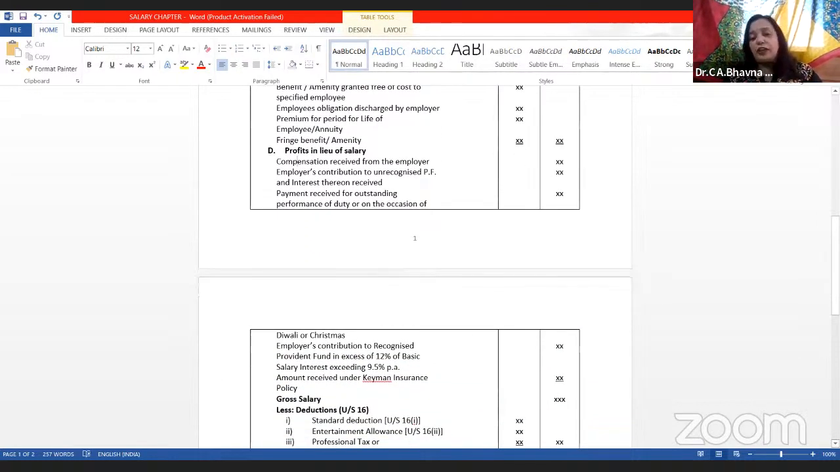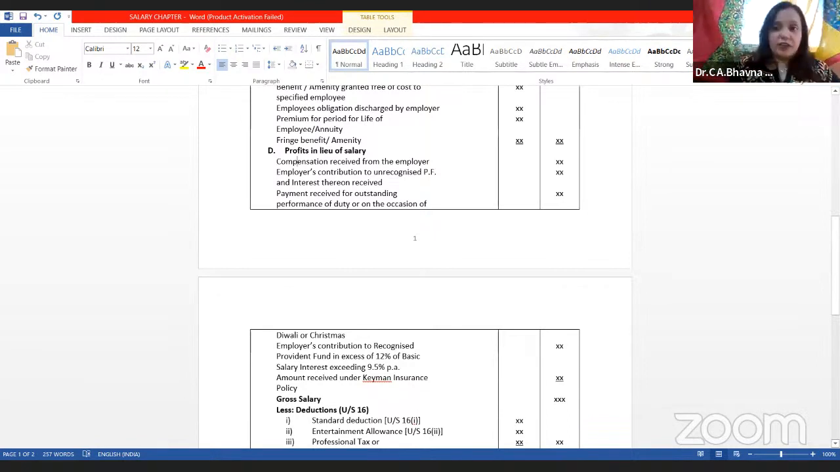Employer's contribution to the recognized provident fund in excess of 12% of the basic salary. Any contribution towards recognized provident fund, if it is more than 12% of your basic salary, then it would be taxable. And if you receive interest exceeding 9.5%, then definitely it would be taxable.